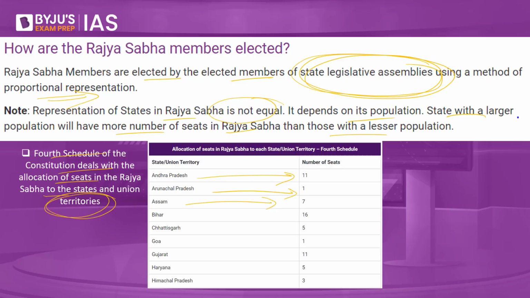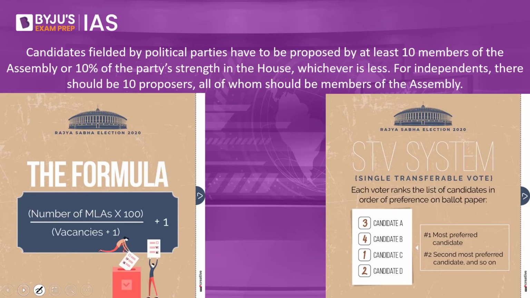We know for a fact that it is the elected MLAs, or the Members of the Legislative Assembly, who will be electing the Rajya Sabha members. How does this entire process work? Candidates fielded by the political parties have to be proposed by at least 10 members of the assembly or 10% of the party strength in the house, whichever is less. For independents, there should be 10 proposers, all of whom should be members of the assembly.